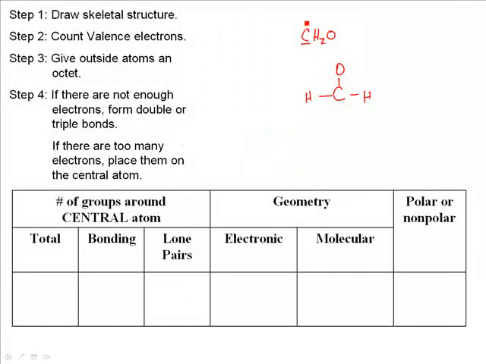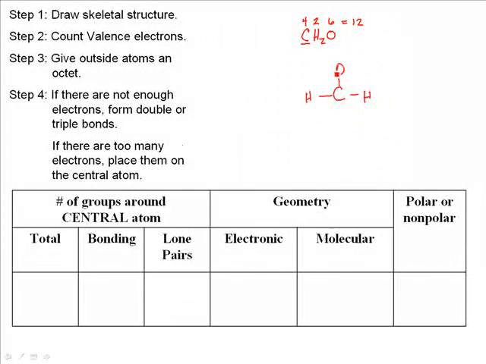Alright, for valence electrons, carbon has 4. We have a total of 2 from the hydrogens and 6 from the oxygen. So that gives us 12 valence electrons. I've already used 6 of those electrons. The hydrogens are happy with the 2. They can't handle any more.